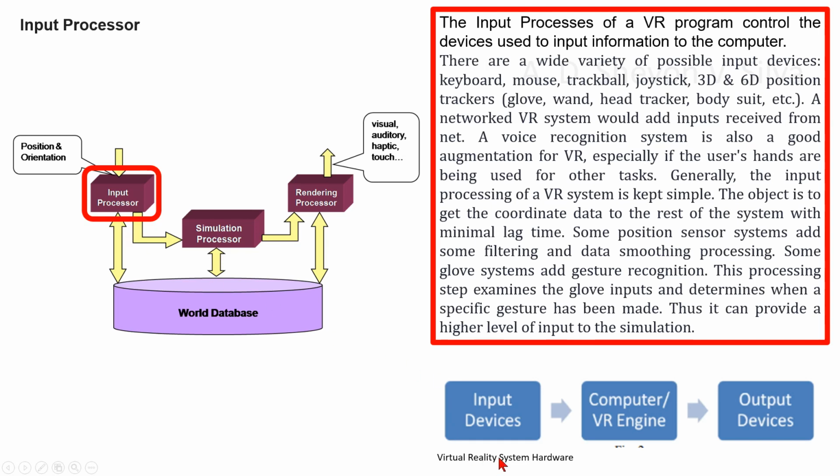Here you can see virtual reality system hardware. The major components of hardware are the VR engine or computer system, input devices, and output devices. The input devices are the means by which the user interacts with the virtual world. They send signals to the system about the action of the user, so as to provide appropriate reactions back to the user through the output devices in real time.